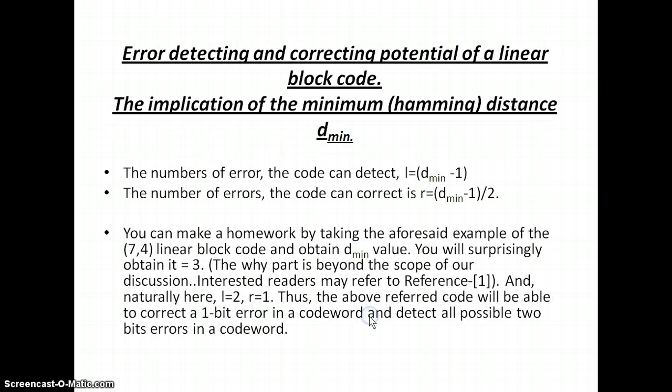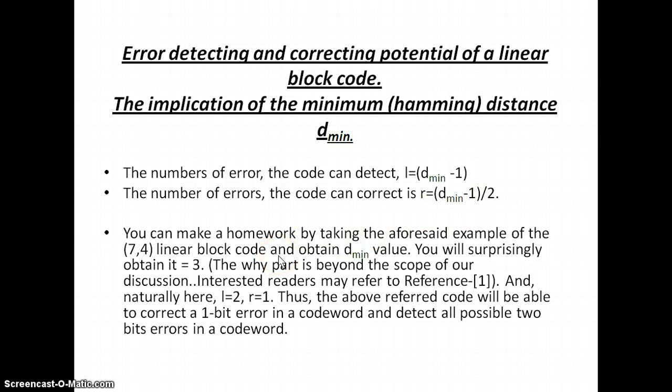Okay, now this value of d-min has an impact or implication in terms of understanding the number of errors that the code can detect, or the number of errors the code can correct. That is, the error detection and correction potential of the code can be very well understood by obtaining the value of d-min. That is the beauty of d-min. Okay, the number of errors that the code can detect is L equals d-min minus 1, and the number of errors the code can correct is R equals (d-min minus 1) divided by 2.